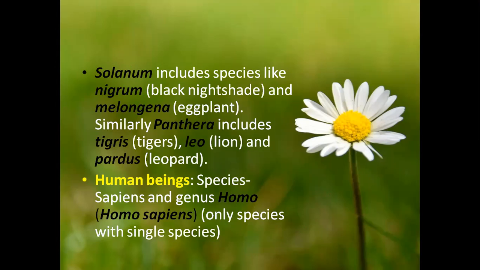Similarly, Panthera includes tigris, leo, and pardus. So this is one genus, Panthera. It has different species: tigris, that is tiger, leo, that is lion, and another one is pardus, that is leopard. So one genus can have three different species. One genus can have one or more species. Clear?